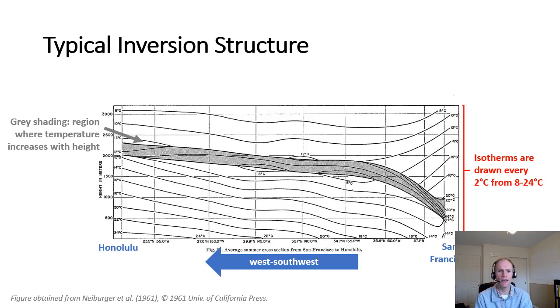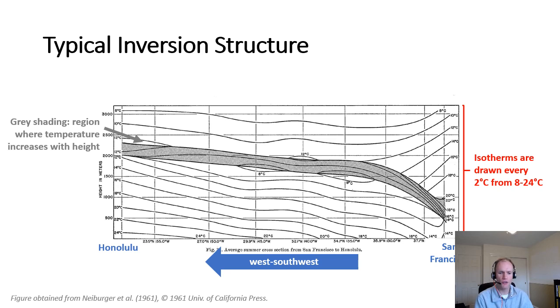We can see that on a vertical cross-section through the region from San Francisco here at the far right to Honolulu here at the far left. So we're going from east-northeast to west-southwest along this diagram. Each one of these tick marks is separated by about 500 kilometers, give or take. We have height in meters along our vertical axis, so we're going from 0 to 3 kilometers above the surface.